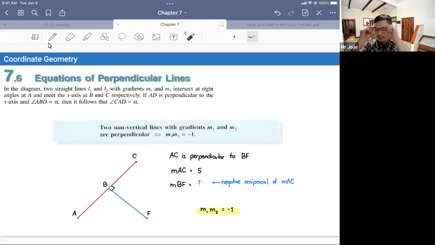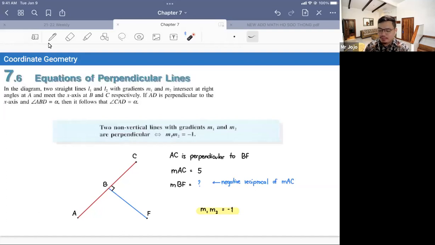So today we are going to have 7.6, equations of perpendicular lines. This is the second kind of lines that you're going to encounter in this chapter. Let's first define what perpendicular lines are. When a line is perpendicular to another line, it creates a 90-degree angle on that line.